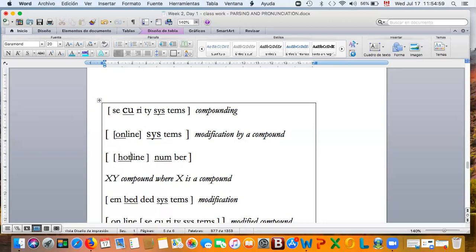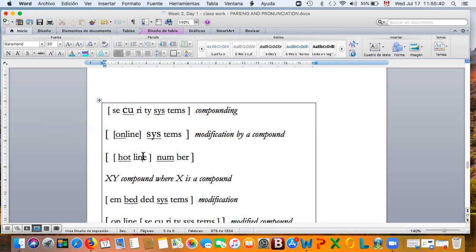Like online, that can be an adjective, but there's no hotline, at least not as far as I know. There is a hotline. It's usually spelled like this, but I'm separating it so that we can follow what we're doing. So here's a compound that modifies a noun by itself. Well, that gives you a hotline number, but hotline number creates another compound. In other words, it's a compound in which the first member is itself a compound.